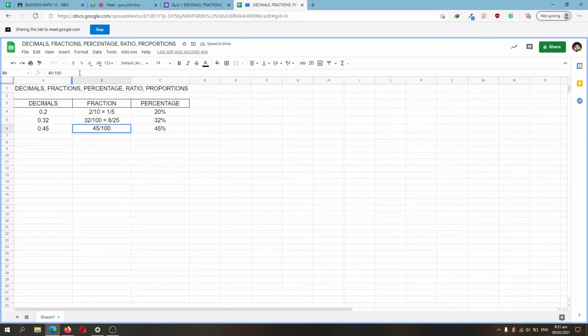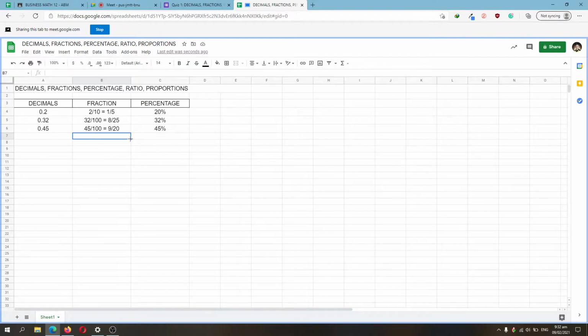Paano naman yung 45 over 100? I-divide natin by 9. So, that is 5 over... Pwede ba i-divide yung 100 sa 9? Hindi. So, baliktarin natin. I-divide natin both by 5. 9 over 20. So, yan na ba yung lowest term, simplest form niya? Yes. So, ano ang fraction talaga natin sa 0.2? That is 1 over 5 or 20%. Yung 32, that is 8 over 25 from 32 over 100 or 32%.